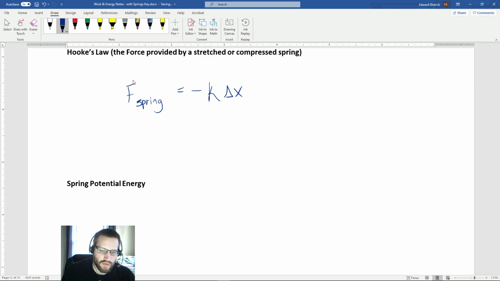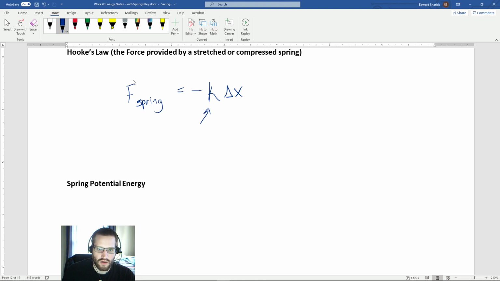The negative here is because the force of the spring always goes opposite of the displacement. If I displace it in the positive direction or pull it to the right, then the force of the spring wants to pull it back to the left. If I displace it in the negative direction, in other words, I compress the spring, then the force of the spring is to the right. So this negative sign just opposes this delta x stretching. If I pull the spring apart, it's going to want to come back together. If I push the spring together, it's going to want to push back to equilibrium. So that's what the negative sign controls.